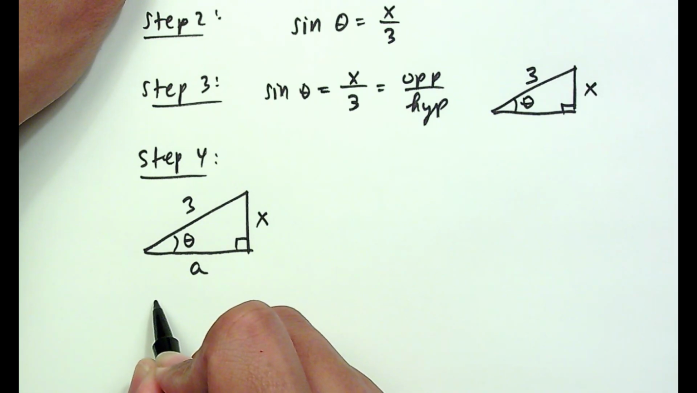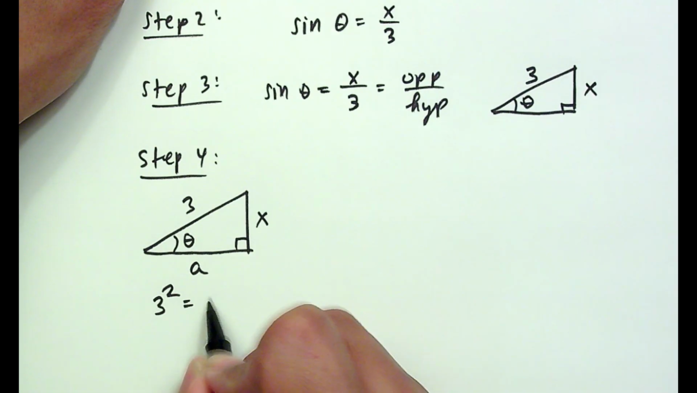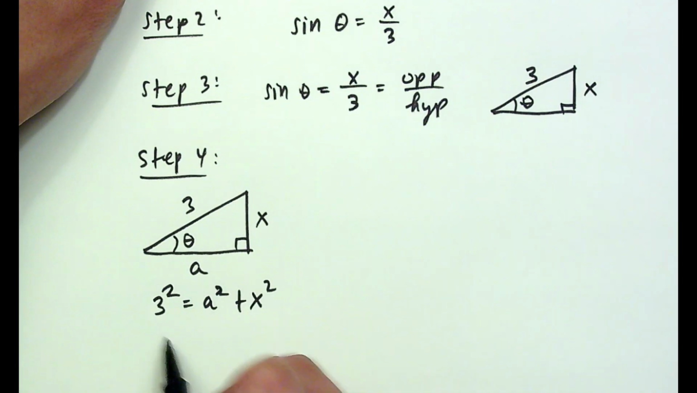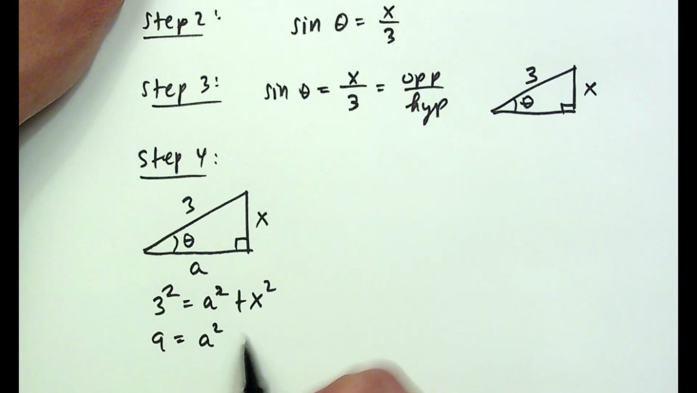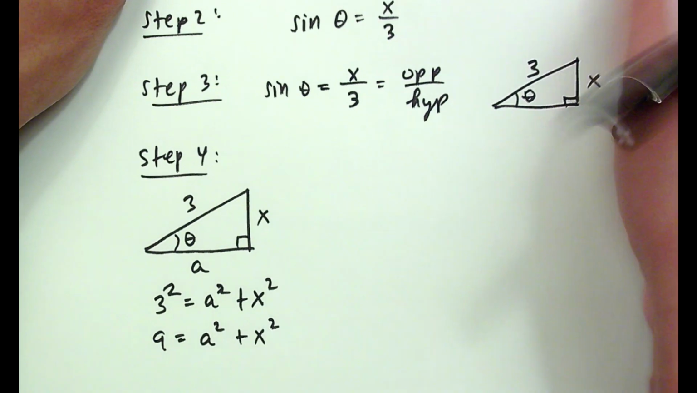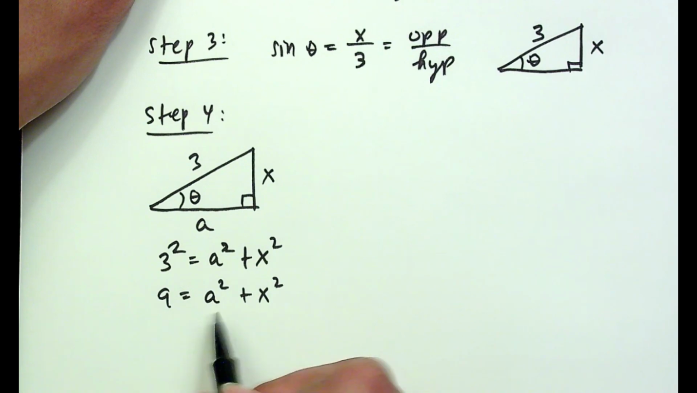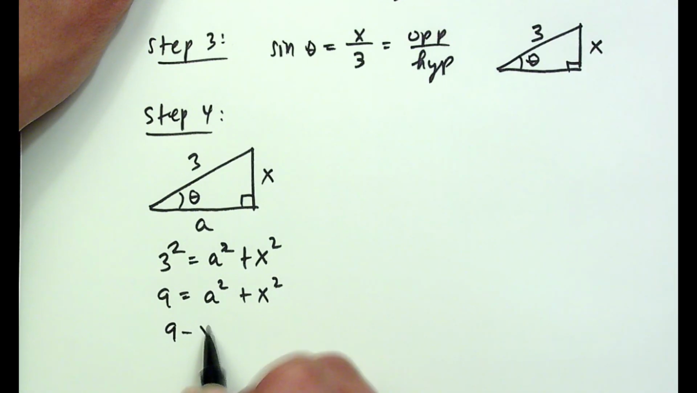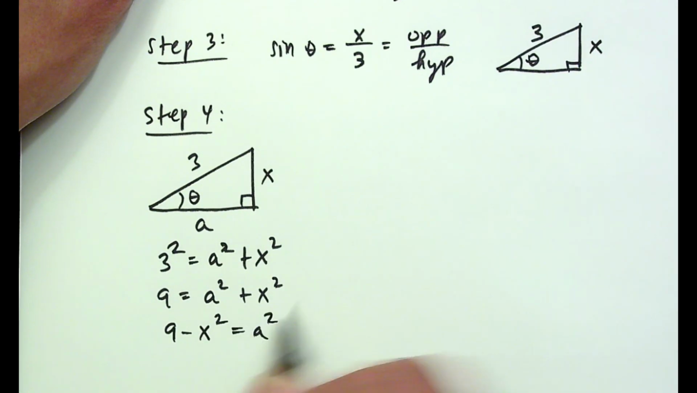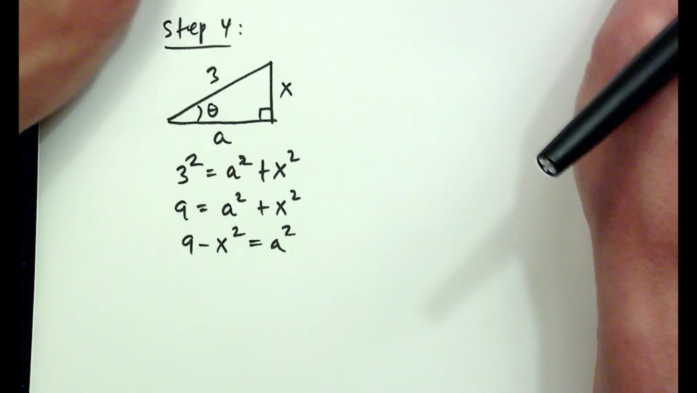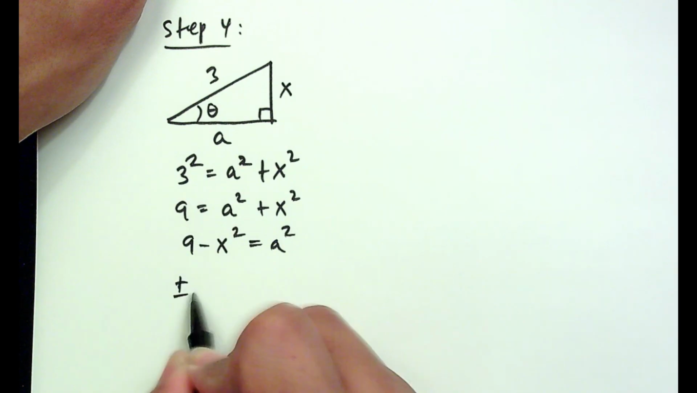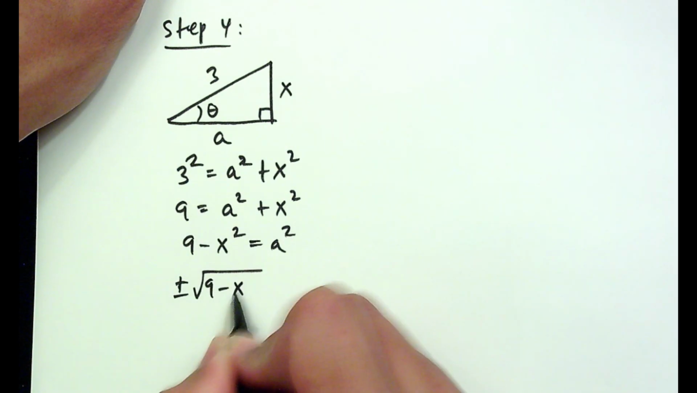Pythagorean theorem tells me hypotenuse squared equals A squared plus x squared. Simplify, this is 9 equals A squared plus x squared. And then I want A, so that means this needs to move to the other side, so I have A all by itself. So this is 9 minus x squared equals A squared. And lastly, take square root on both sides. Square root on both sides, we're going to get plus or minus square root of 9 minus x squared equals A.